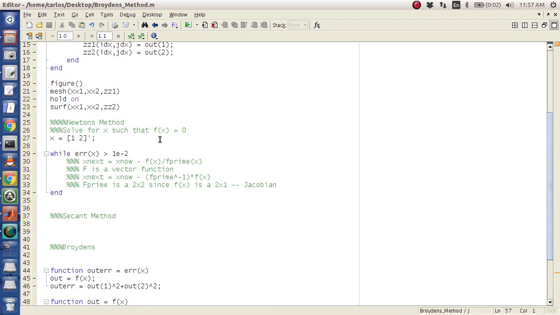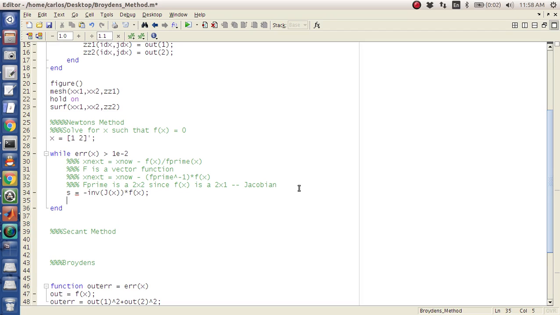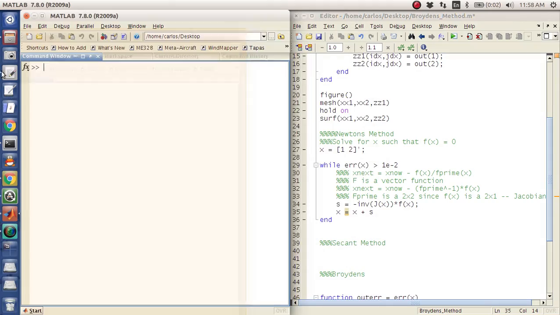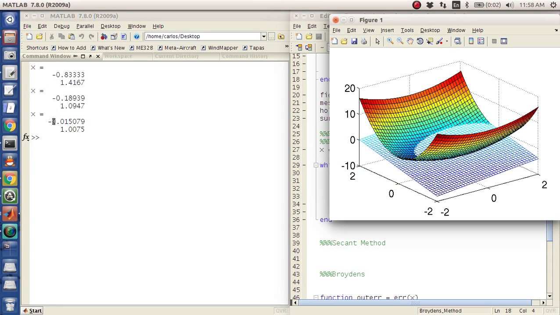And there's my Jacobian. So now, in the interest of Broyden's method, I'm going to say S equals negative inverse of J of x times F of x. And then I'm going to say x equals x plus s. And if we're lucky, I'm going to put this over here. Things never work on the first try, but if we're lucky, oh, look at that, it worked. It converged very, very quickly.